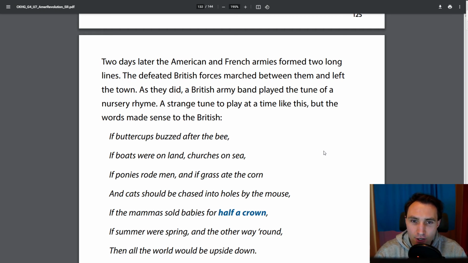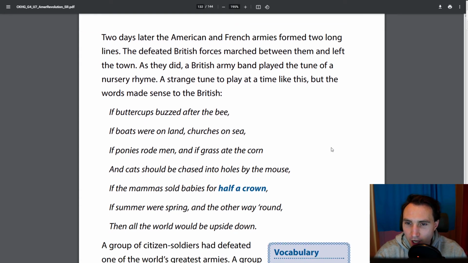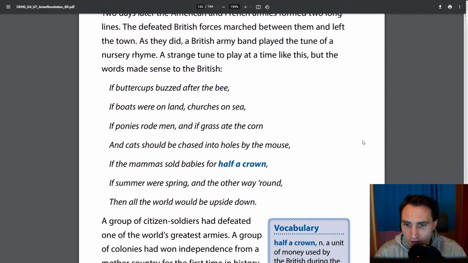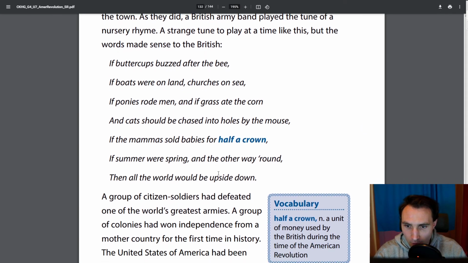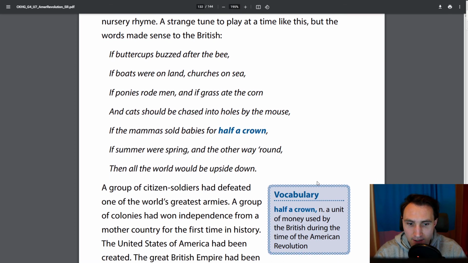As they did, a British army band played the tune of a nursery rhyme. A strange tune to play at a time like this, but the words made sense to the British. If buttercups buzzed after the bee, if boats were on land, churches on sea, if ponies rode men, and if grass ate the corn, and cats should be chased into holes by the mouse, if the mamas sold babies for half a crown, if summer were spring and the other way round, then all the world would be upside down.